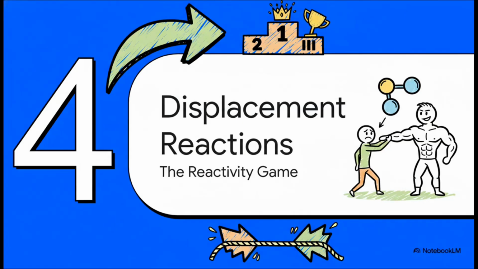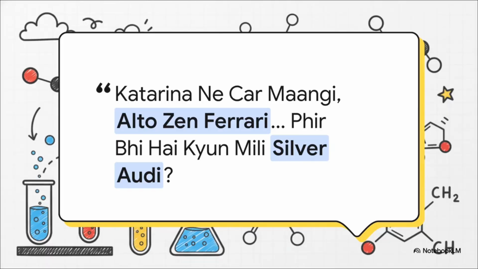Okay, next up, displacement reactions. The best way to think about these is like a competition. It's all about which element is more reactive, or you could say stronger. A more reactive element can literally kick out a less reactive element from its compound. So how do we know who's stronger? We use the reactivity series.